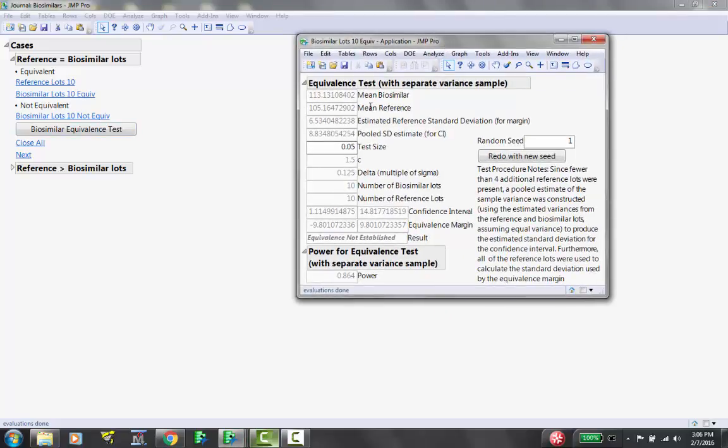In this scenario, there is a difference in means, and so you want to be able to pick that up. You developed a 90% confidence interval that goes from about 1.11 to about 14.82. The acceptance criteria established using all 10 reference lots goes from negative 9.8 all the way up to 9.8. So you see that equivalence is not established because your confidence interval does not fall within those goalposts.